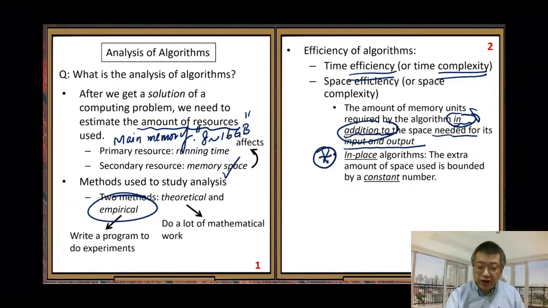Here, the definition is: the extra amount of space used is bounded by a constant number. Could be 3 locations, 5 locations, 100 locations, 200 locations, but it must be a constant number. What do you mean by constant number? Let me explain more. You have a chance to choose that constant number, but you only have one chance. After you choose it, you need to fix it. It's not a variable. A variable you can keep changing, but after you select a constant, you have to stick with it all the time.